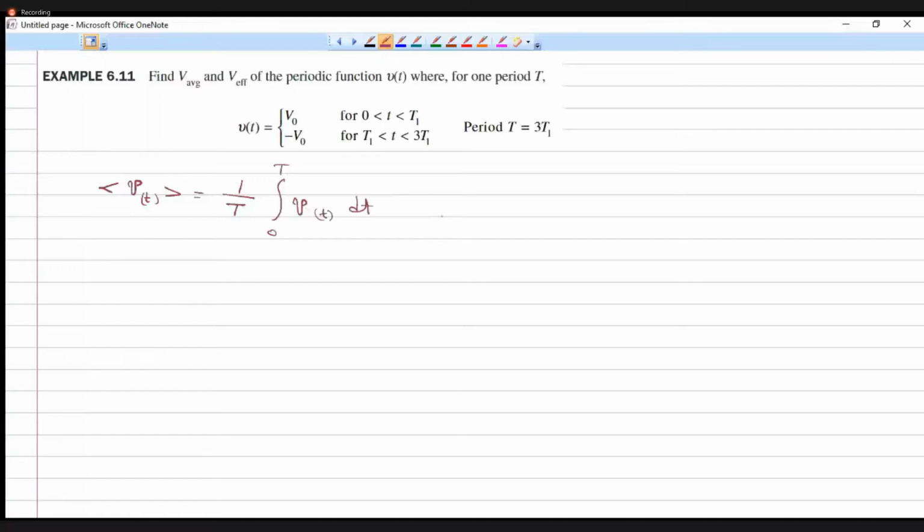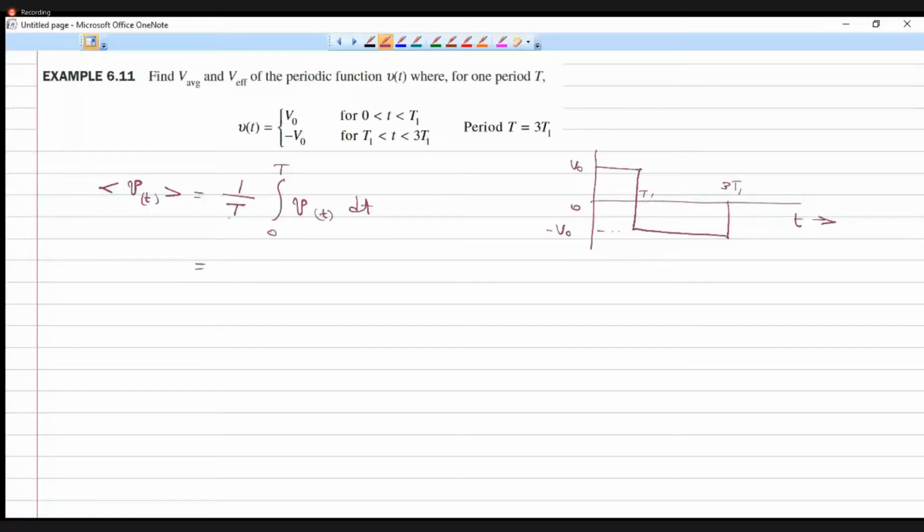So how is this function going to vary? Can you picture this function? It will be like a square wave, like this. So from 0 to capital T1, it will have a value of V naught, and from T1 to 3T1, it is going to have a value of minus V naught. So this is how this function is going to look. So we can find the average value.